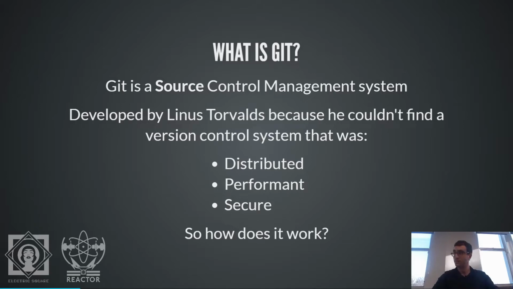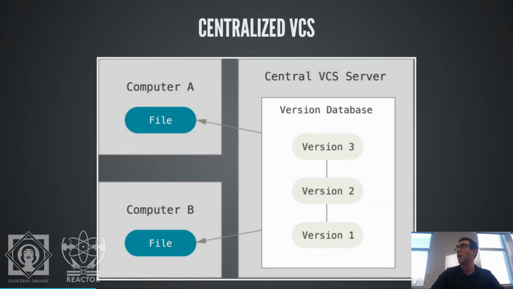We'll just go into how it works. So if you imagine a centralized VCS, this is how you imagine version control works: each computer has its own workspace where people are doing their work, and then when they've made some changes, they just let the centralized server know about it, and that keeps track of your history.